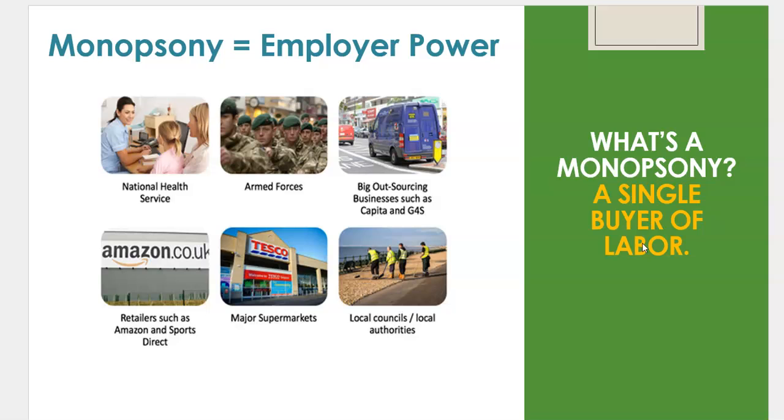So a monopsonist has a lot of power. Some examples are national health services, big sourcing companies, local council, local authorities, retailers such as Amazon, because they're so humongous and so dominant. So those are monopsonies, employer power.